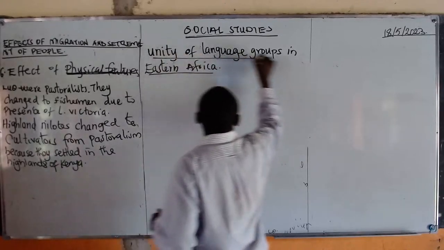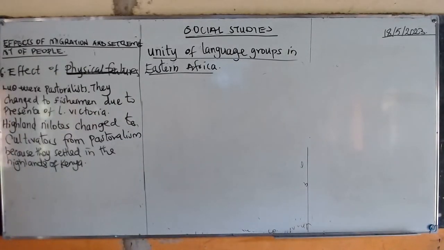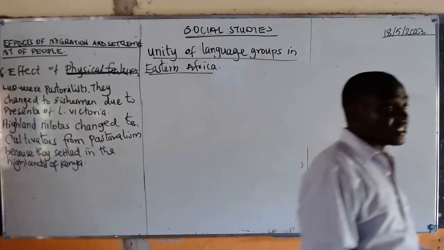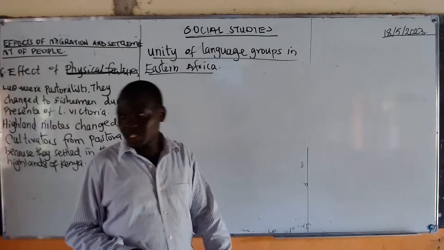Learners, I have said, among these effects, there were some negative effects, isn't it? Like where people are fighting, those are negative effects. Where people are getting assimilated, that is a negative effect. Where there is hostility. I think you have heard that story of the Keto Rasling in Rift Valley. Now that is the thing we are talking about.